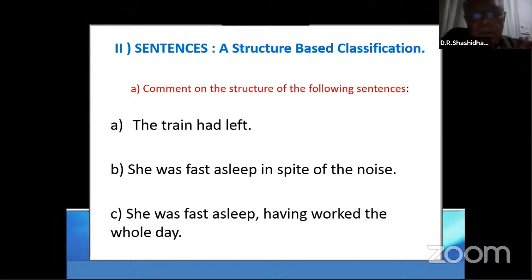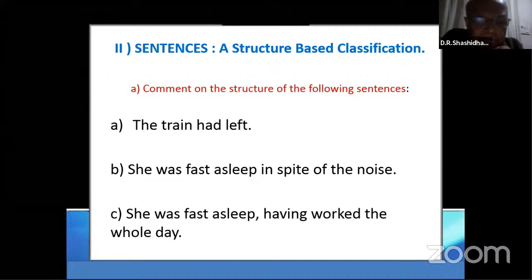Look at the next one. She was fast asleep in spite of the noise. Does it give you any sense? Does it give you complete meaning? What about the other teachers? Does this particular sentence give you meaning on its own? Yes. What about this, in spite of the noise? She was fast asleep in spite of the noise. What do you call this, in spite of the noise?